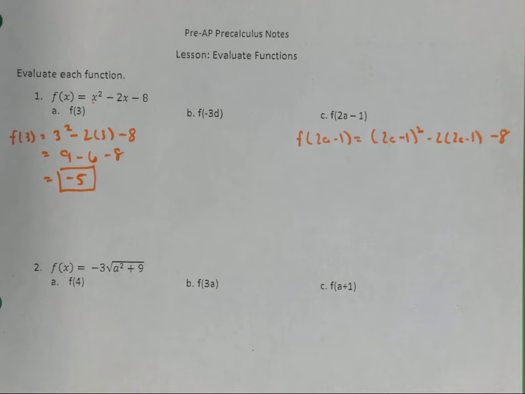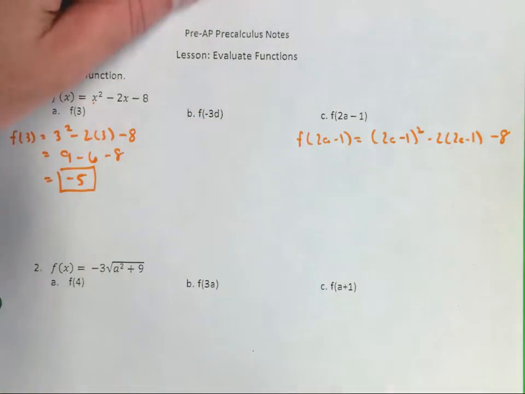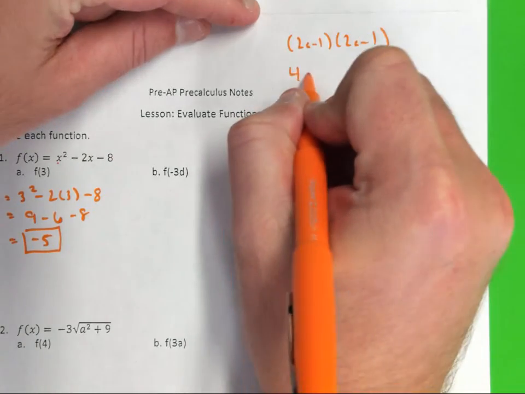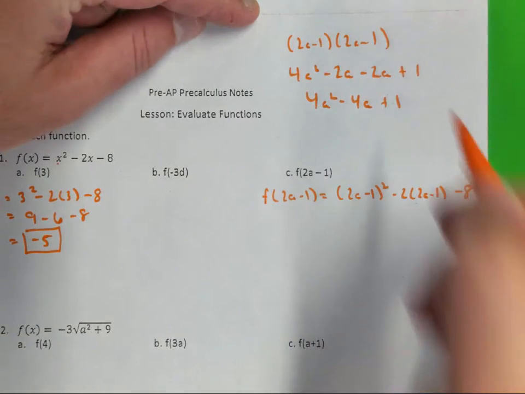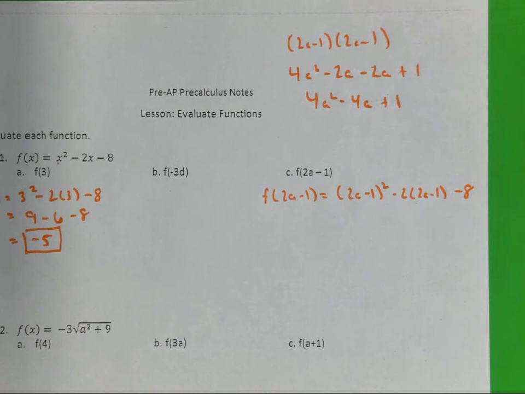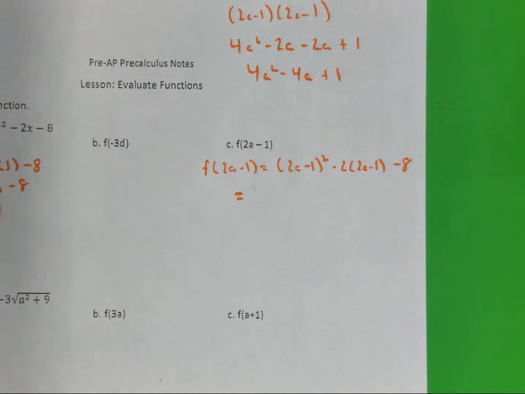Don't try to do it in your head. You're not going to impress me by doing it here. You're impressing me by getting it right. So go up here to the top and pull out 2a minus 1 times 2a minus 1. When I FOIL it, I get 4a squared minus 4a plus 1. Do you agree? Yes.